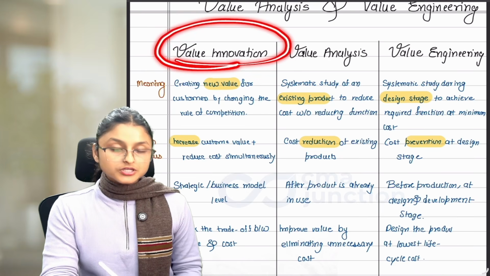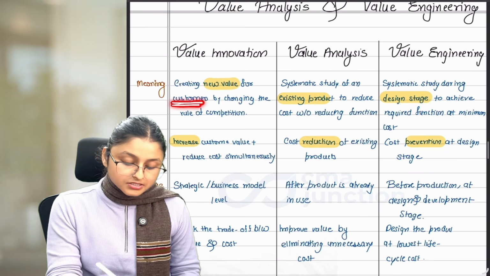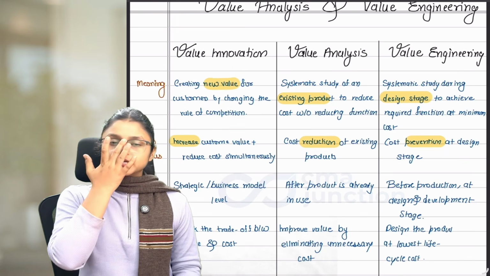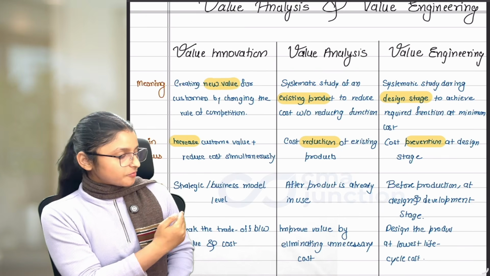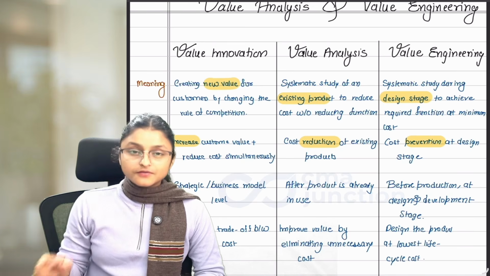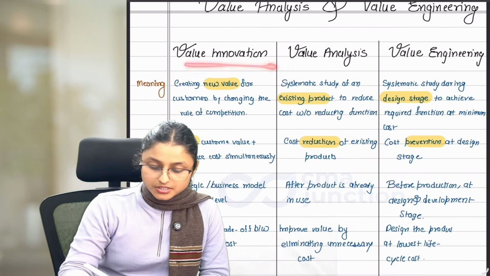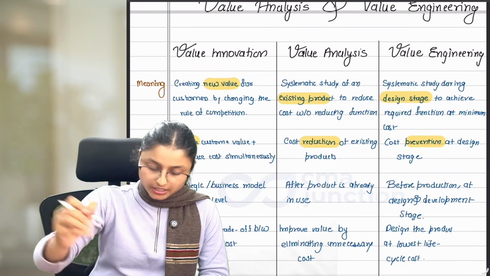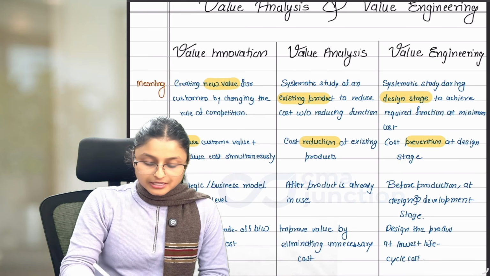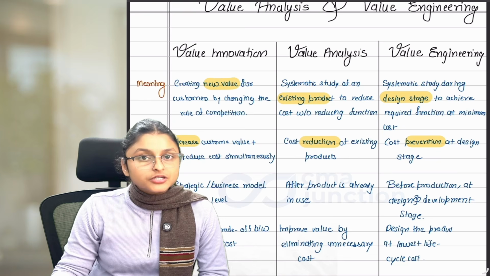First of all, value innovation. What does it focus on? Creating something completely new for customers by changing the rule of competition. What is the meaning of changing the rule of competition? That means saying bye-bye to competitors and doing something completely new where there is no competition, right? Where you are the only one who has created that product. So value innovation is about creating a completely new thing for the customers by changing the rule of competition.